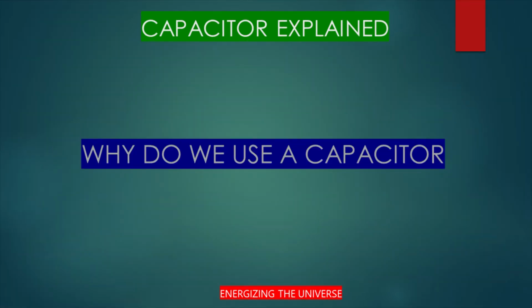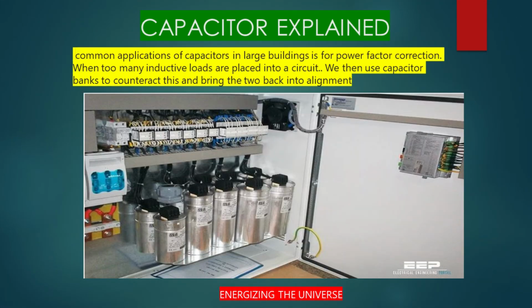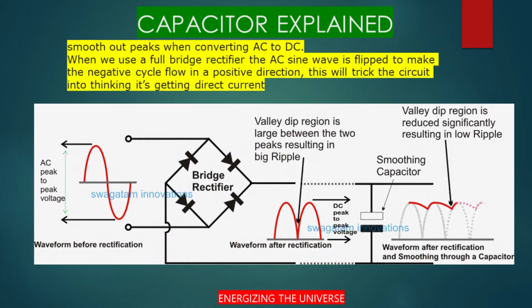Why do we use a capacitor? One of the most common applications of the capacitor in larger buildings is for power factor correction, when too many inductive loads are placed into the circuit. Another very common application is to smooth out peaks when converting AC to DC power.